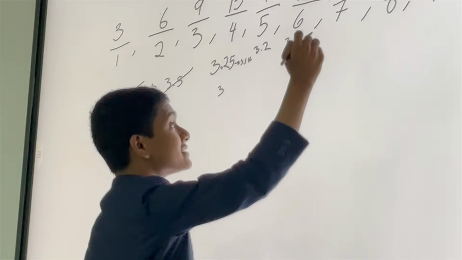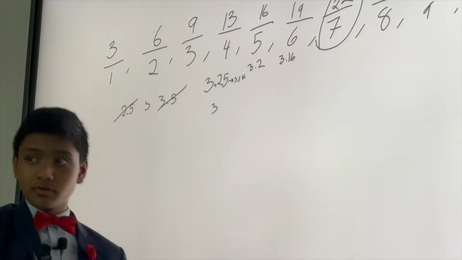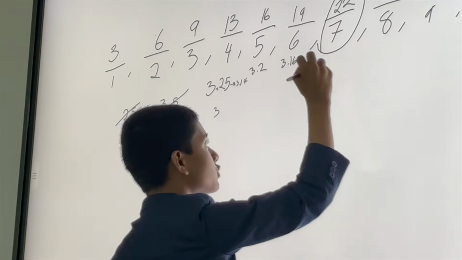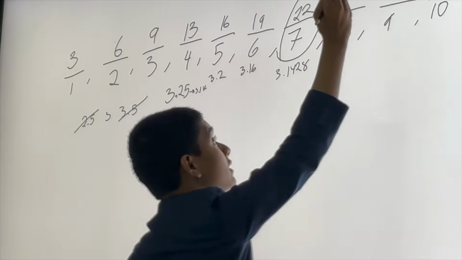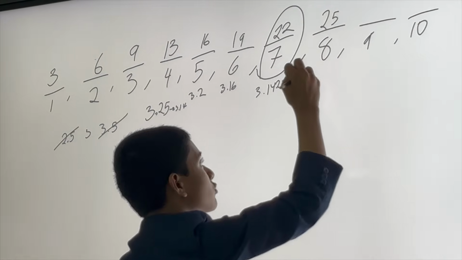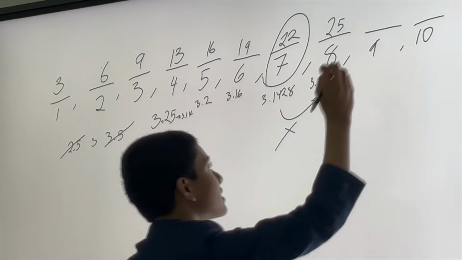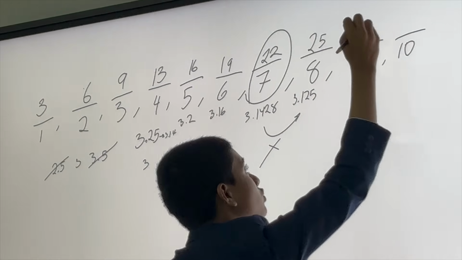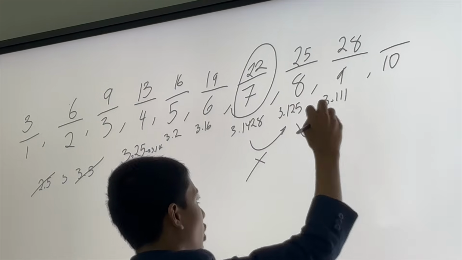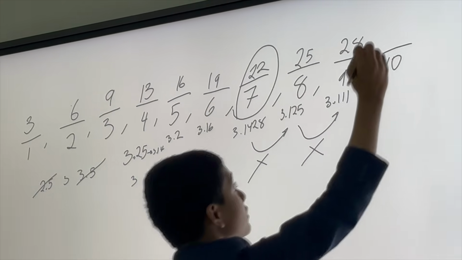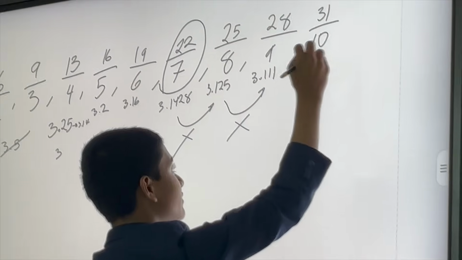And what you might see next is a very familiar face, 22 over 7. That's another improvement, 3.1428. But once you stray away from that, you get 25 over 8, which is 3.125. That is worse. Then you get 28 over 9, 3.111. That is also worse. And then you get 31 over 10, the thing we just saw earlier, which is even worse than that.